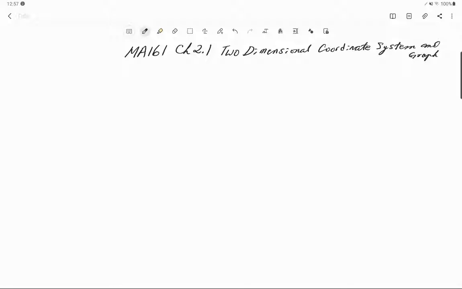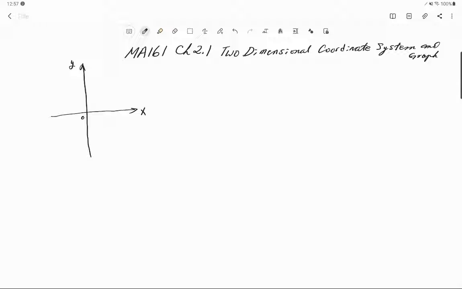Okay, chapter 2.1, this is about the two-dimensional coordinate system and its graph. The two-dimensional coordinate system is this one. There's an x-axis and a y-axis. The intersection of these two axes is 0.